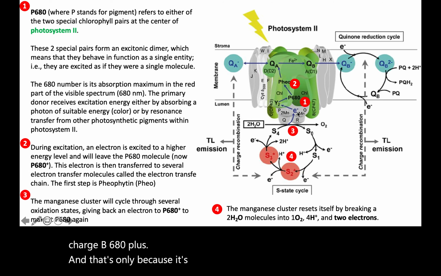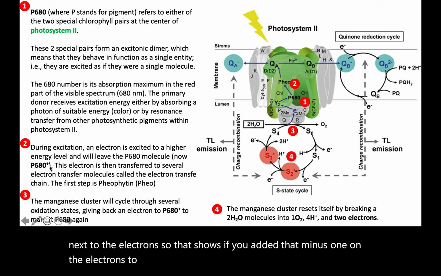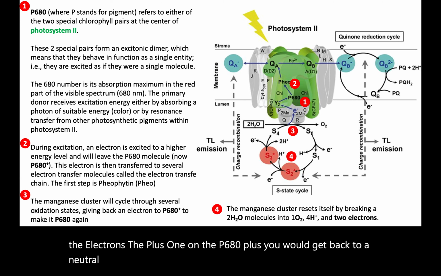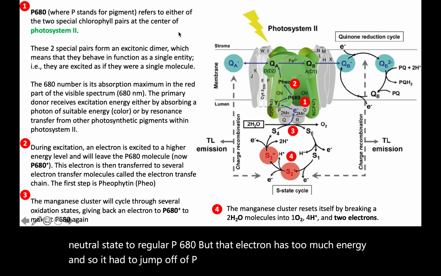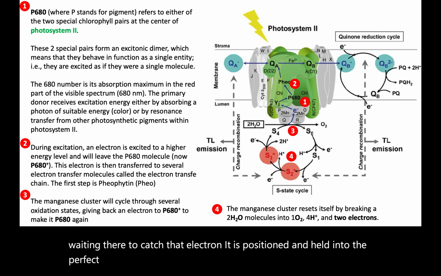See, you've got the little minus next to the electron, so that shows you if you added that minus 1 on the electron to the plus 1 on the P680 plus, you would get back to a neutral state, regular P680. But that electron has too much energy, and so it had to jump off of P680, and luckily pheophytin was just waiting there to catch that electron. It is positioned and held into the perfect position so it can always be there to catch the electron from P680.